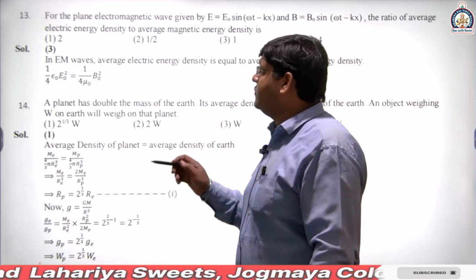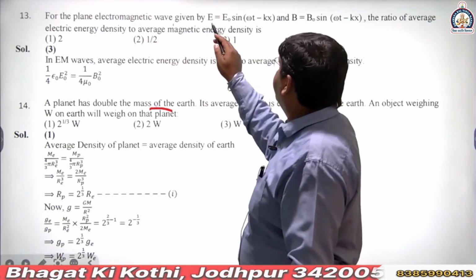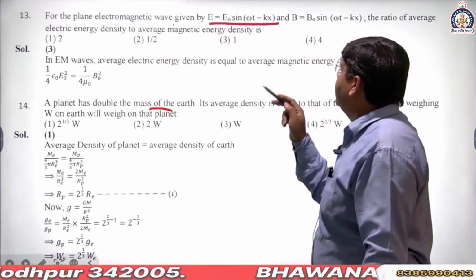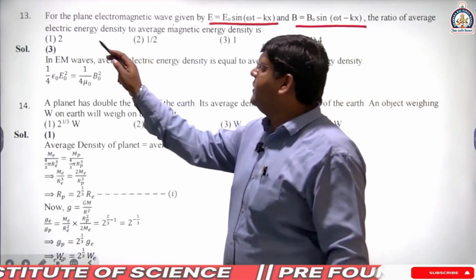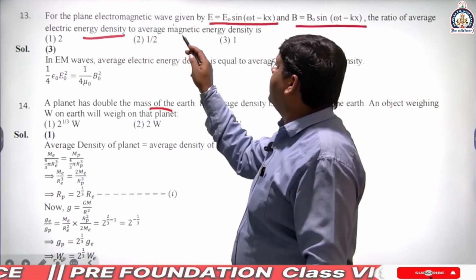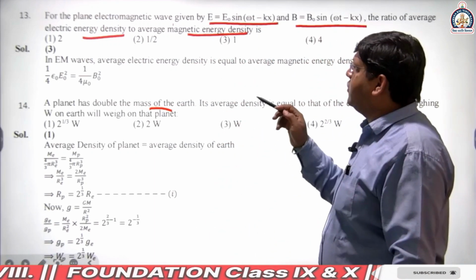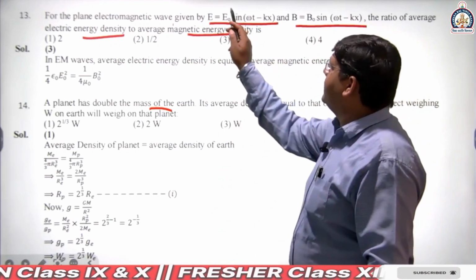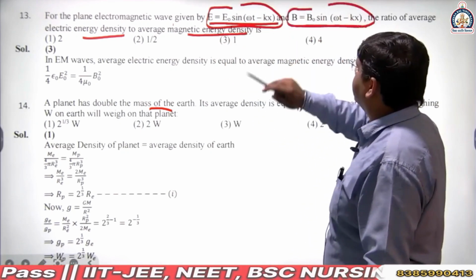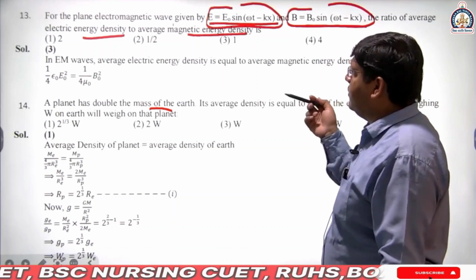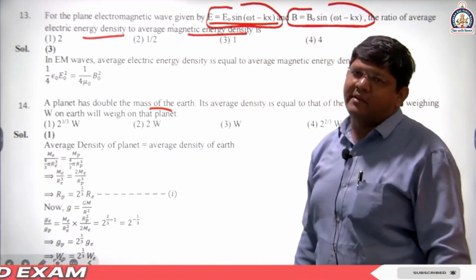So today's question is, for a plane electromagnetic wave given by this electric field equation, and the magnetic field equation is this, the ratio of average electric energy density to average magnetic energy density will be. We are provided with an electromagnetic wave having the electric field equation as this and magnetic field equation as this. Now we have to find out the ratio of average electric energy density to average magnetic energy density.